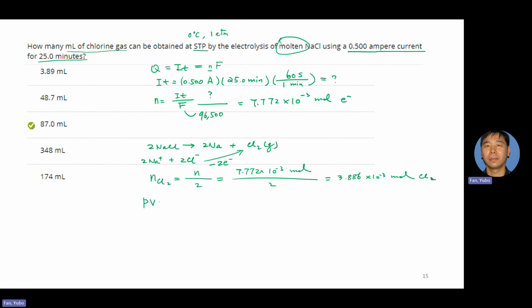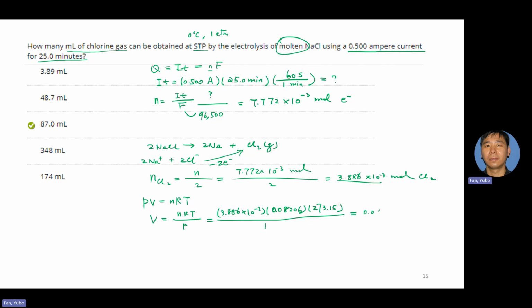Then we can use PV equals nRT, the ideal gas law, and rearrange to V equals nRT over P. So we use the number of moles, 3.886 times 10 to the minus 3 moles. This is a standard unit, so we don't need to write the unit during the calculation. R is 0.08206, since we use atmosphere. If you want to use the other value, it's also okay, but you should use SI units for everything. The temperature, 0 degrees Celsius, should be 273.15 Kelvin. The pressure is 1 atmosphere, so just 1. Then you can get the result in units of liters.